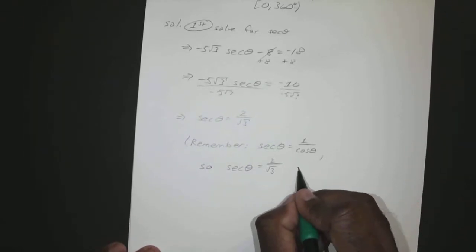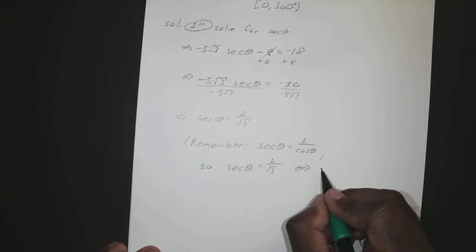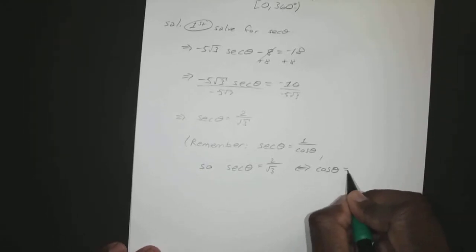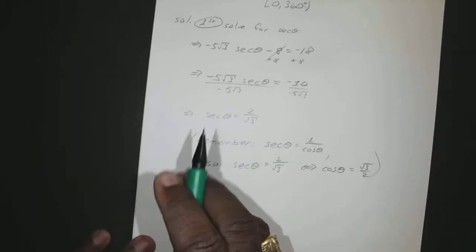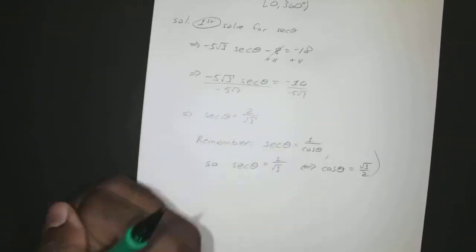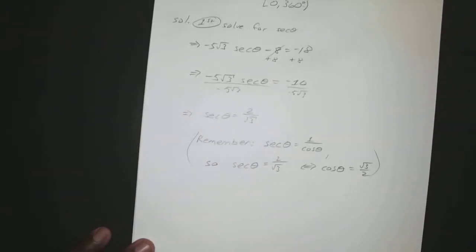Okay. So that means that secant of theta equals 2 over square root of 3 will give you the same solutions as cosine of theta equals square root of 3 over 2. So you don't have to remember the secants and cosecants. All you have to do is remember the sine and the cosines. And when the secants come around, you just flip your cosines. And when the cosecant come around, you flip your sine. Does that make sense?